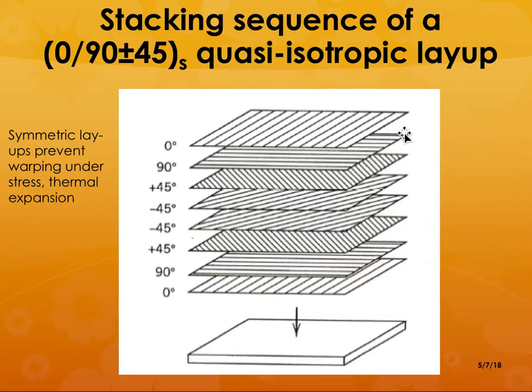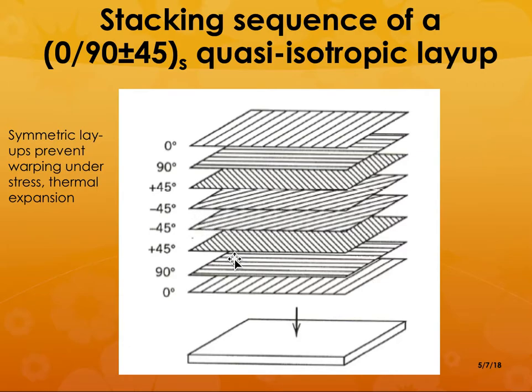If you calculate the properties, you will see that this kind of structure would be almost isotropic in nature. So in this case, you have 0, 90, plus 45, minus 45. Then you reverse the order in a symmetric manner.